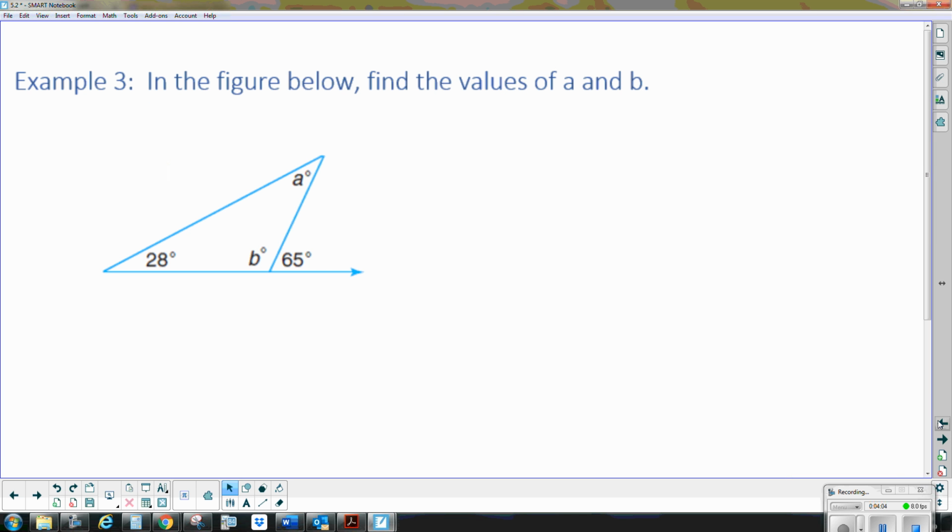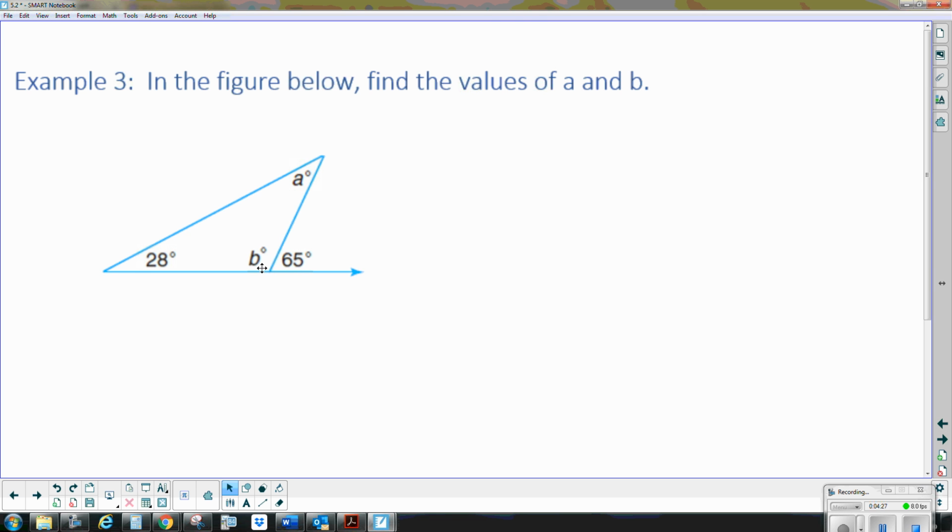All right, let's look at the third example. In example 3, we're finding the values for a and b. So this is similar to the last one. We have to think back to what we already know about angle measures. And I can use the triangle sum theorem, but not right away. I need another value first.